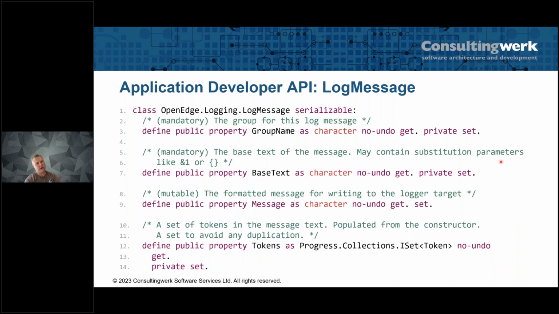The LogMessage object itself has a couple of things: a group, a message text, and a base text. So the base text is pretty much what was passed in from the developer. So if that's got tokens like curly braces or &1s or whatever's in them, then that is retained in that base text just for informational purposes. And then a formatted message, which gets written out somewhere eventually. There are also some tokens. We will look at those a little later, which are quite handy for a variety of things.